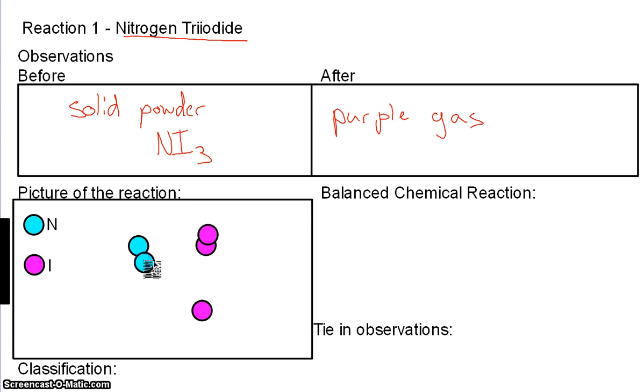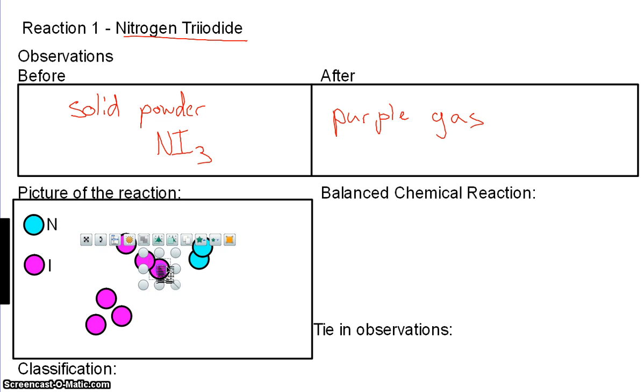It becomes elemental nitrogen and elemental iodine. Elemental nitrogen is N2, but now we have this one iodine here that doesn't have a partner, so we need to give it a partner, because iodine always makes a diatomic I2 molecule. If we try to rearrange this back, we can't make NI3 out of that, because now I'm missing 2 iodines. But if I start with 2 NI3s, I can rearrange them to make an N2 and then 3 I2s.